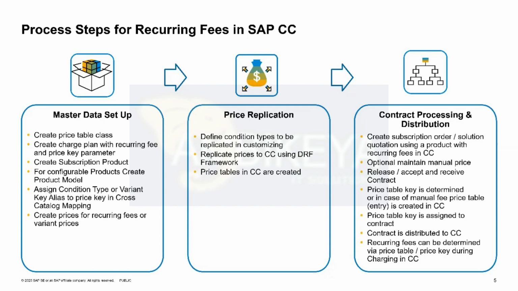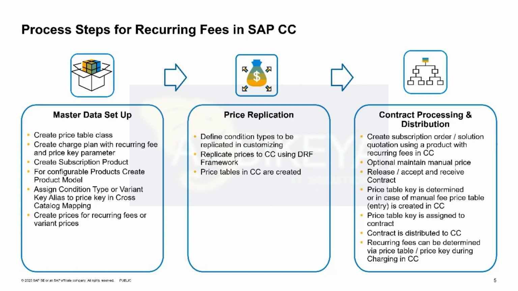price table class. After that, we are now back to S/4HANA. We create the subscription product, and if it's a configurable product, we have to create a configuration model. And then we do a cross-catalog mapping where we now link the price key from conversion charging to a condition type in S/4HANA. And as the last step, we also have to create, as master data, the prices for these recurring fees or for the respective variant prices.